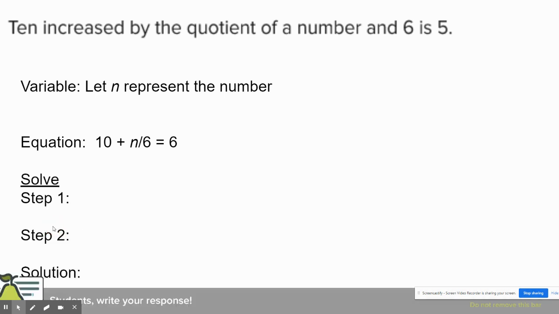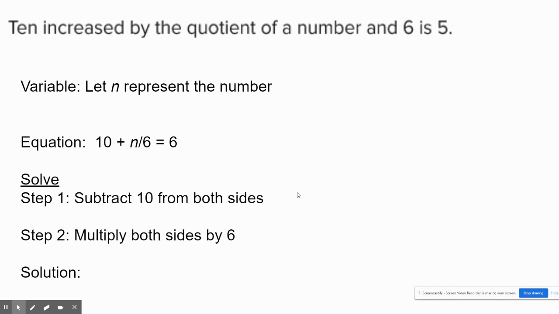Then this one here, I had them work through step 1, step 2, step 3, and they wrote it out on Pear Deck for me. I can see where they were. Step 1, step 2, solution. In order, they go this way. Step 1, subtract 10 from both sides, to get rid of the 10 off the side the n is on. Multiply both sides by 6, because at that point you have n divided by 6 equals negative 4.